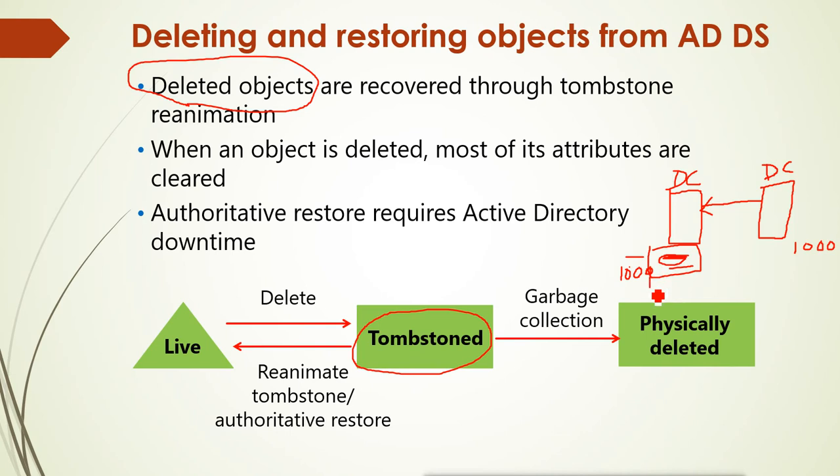Now when they talk to each other, this domain controller says I have 1000, and this domain controller says I have 1001. So this domain controller says, okay, you have new information, send me the information. It will send the information that a new user was created, so it will also create the new user. Now when we delete the user from one domain controller, that information must be updated to the other domain controllers also. So how are they going to update? They are going to update by using this unique ID.